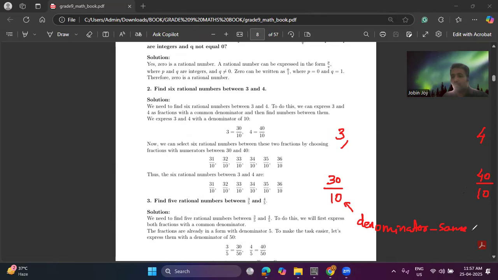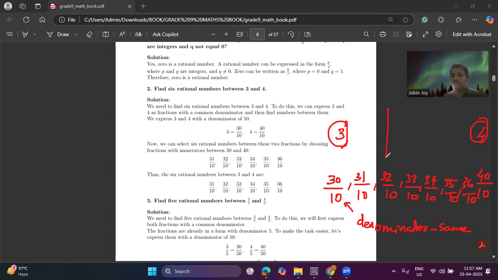Denominator same. So after 30, you can write the next number, 31 by 10, then 32 by 10, 33 by 10, 34 by 10, 35 by 10, 36 by 10. These are the 6: 1, 2, 3, 4, 5, 6. These are the 6 rational numbers between 3 and 4. That means this is in the form of what? P by Q. So it's very, very easy.